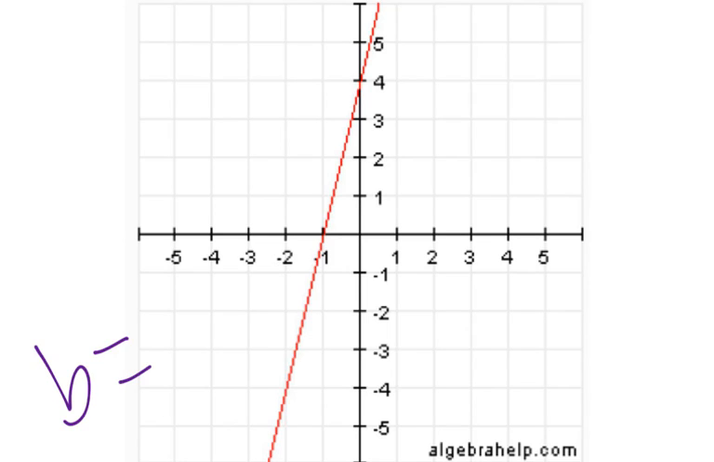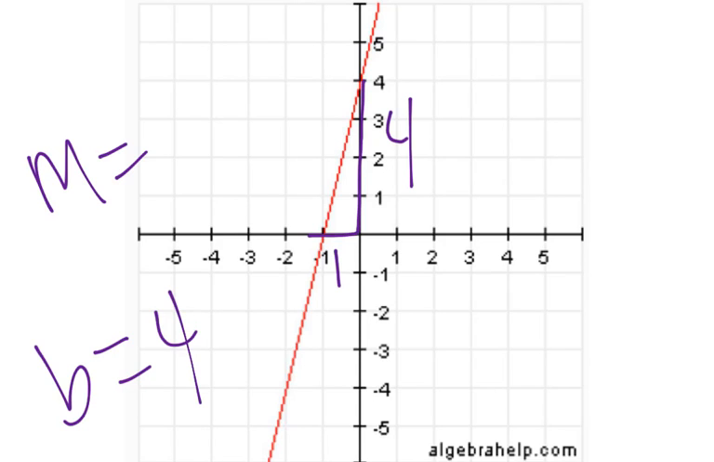Y-intercept, where it crosses the y-axis, is 4. You've got to find 2 good points. There we go. We have 1 down here. We have 1, 2, 3, 4 over here. Remember, your rise has to go on top, so that's 4/1, which is 4.